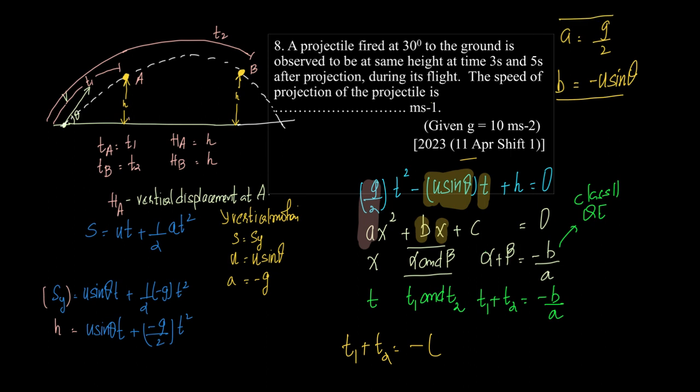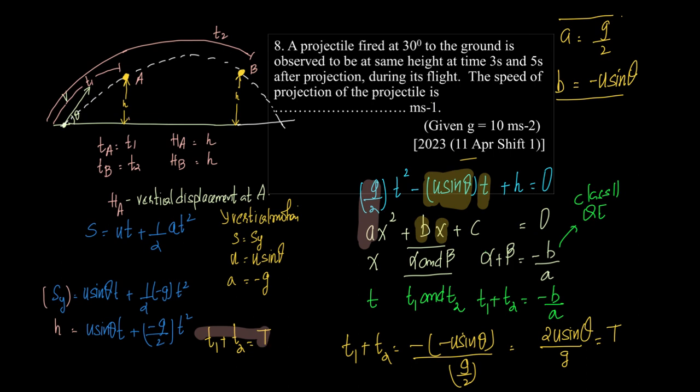So applying these two in the equation, minus b by a becomes minus of minus u sine theta by a, which is g by 2. So this will give you 2u sine theta by g, which actually is equal to the time of flight. Therefore, we can say that t1 plus t2 is actually equal to the whole time T, right? t1 plus t2 is equal to whole time T.